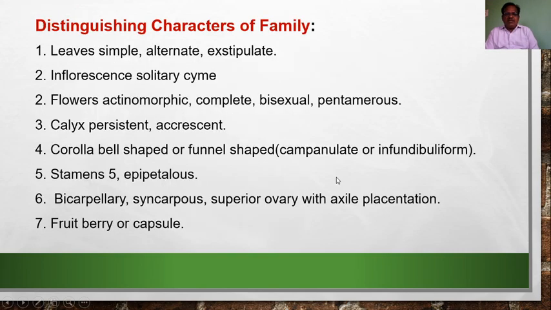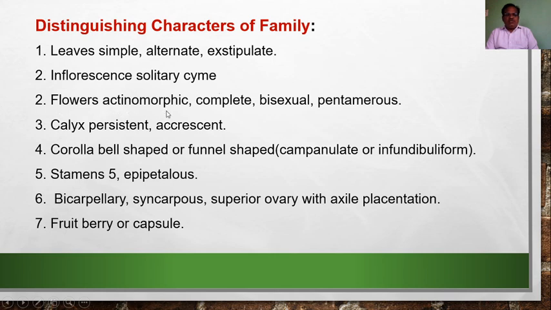This is the structure. Then, the distinguishing characters by which we can separate this family from the others. What are the characters? Leaves are simple, alternately arranged, showing the alternate type of phyllotaxy, and stipule is absent. Stipule is nothing but the outgrowth present near the base, which is found in Hibiscus rosa-sinensis. Such stipule is absent, so it is known as exstipulate. Inflorescence is cymose, and the subtype is the solitary cyme.